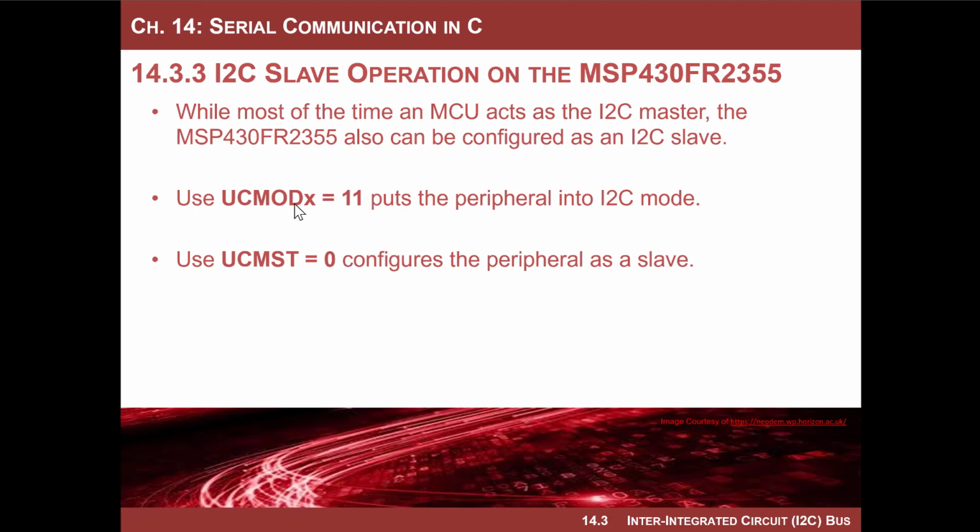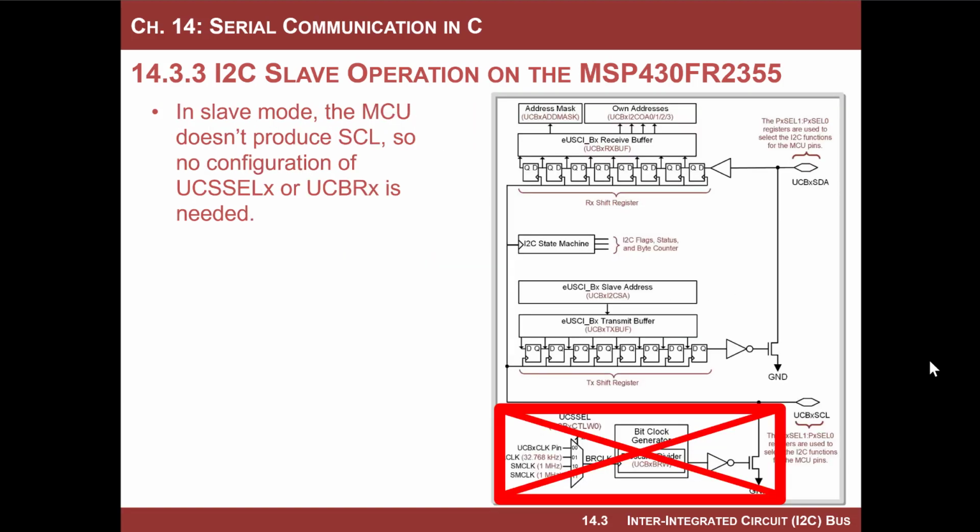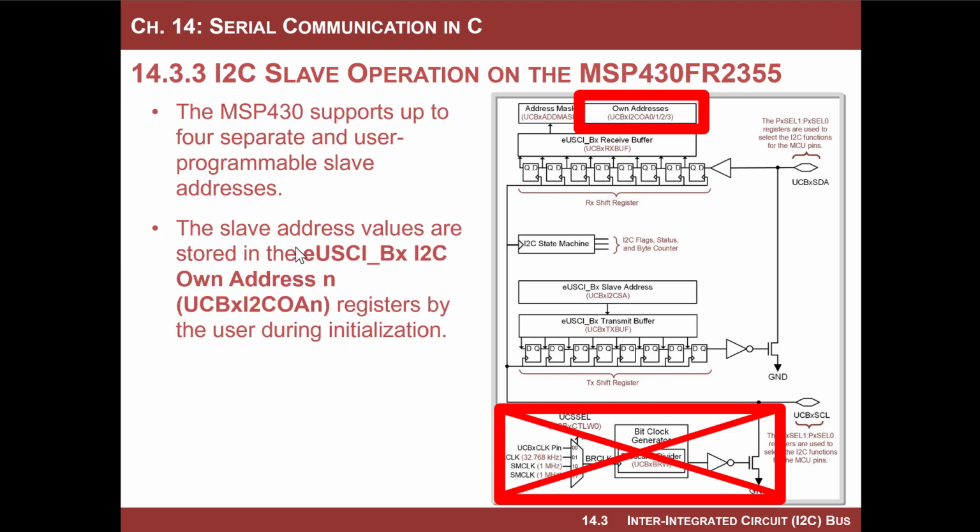It's got the UCMODE bits, and if we set those to 1,1, it puts it into I2C mode, of course. The other settings for B0 and B1 are SPI. And then it's got the UCMST bit, and if you put that to a 0, it comes up as a slave. That is actually the default setting. When you're a slave, you don't produce a clock, so you don't have to do anything with the clock setup. You don't select a clock source, and you don't set the pre-scaler.